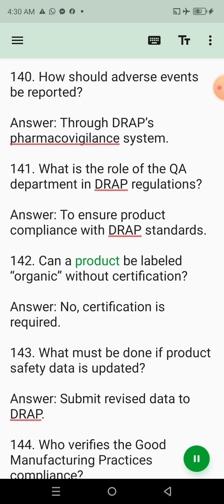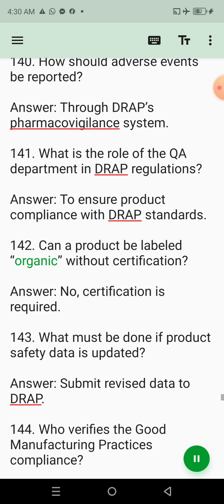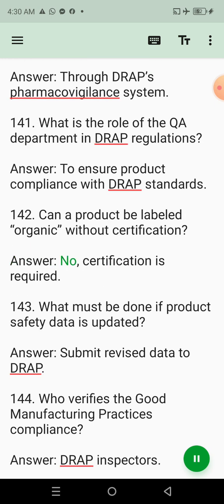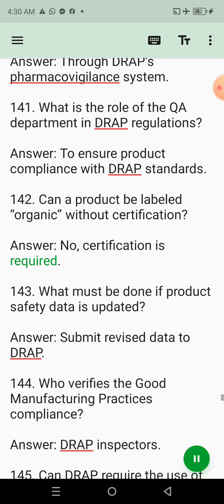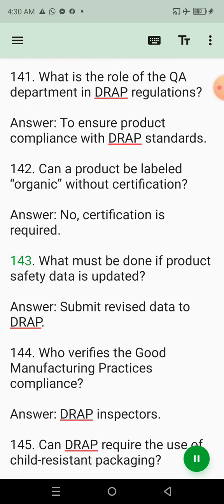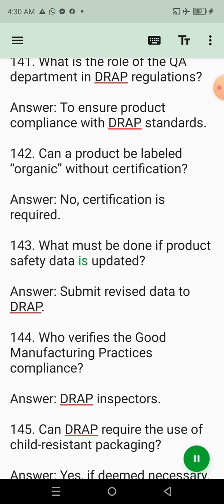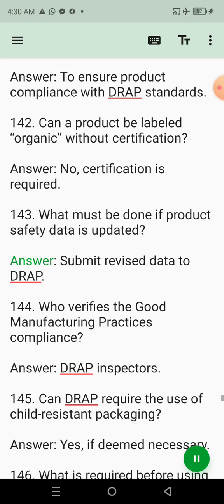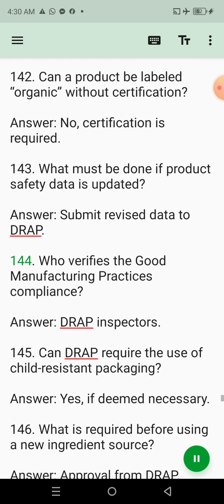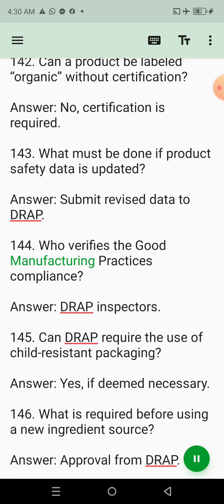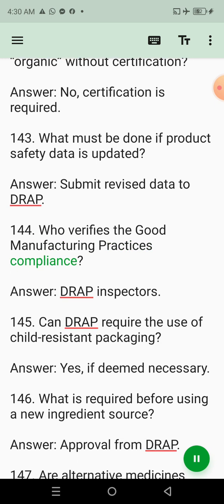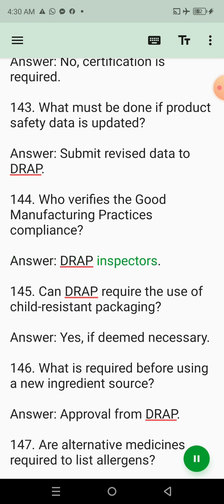142. Can a product be labeled organic without certification? Answer: no, certification is required. 143. What must be done if product safety data is updated? Answer: submit revised data to DRAP. 144. Who verifies the good manufacturing practices compliance? Answer: DRAP inspectors.